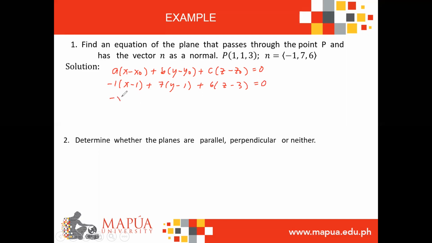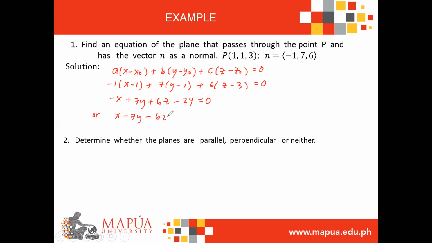Simplifying, we get now negative x plus 7y plus 6z. Then you have positive 1, then you have negative 7, that's negative 6, then negative 18, that's negative 24 equals 0. You can also simplify this in another way. So multiplying both sides by negative 1, this will be x minus 7y minus 6z plus 24 equals 0. So this is the answer for problem number 1.